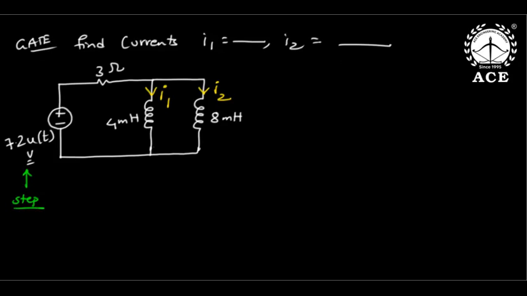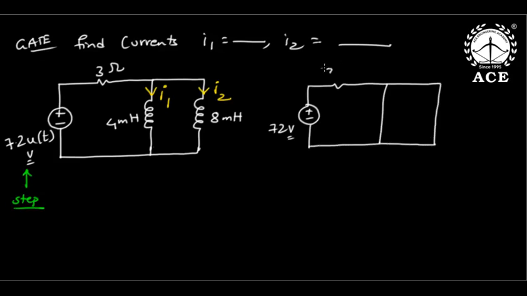Now in that regard, if I go directly to steady state, this becomes 72 volts DC, and for DC the inductors are short. Both are short. Now this is 3 ohms, this is 4 millihenry, and this is 8 millihenry. I want these currents I1, I2. In steady state, the total resistance is 3 ohms, so 72 by 3 is how much? 24 amperes.